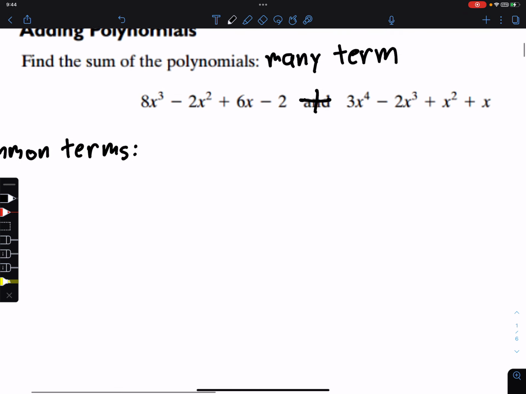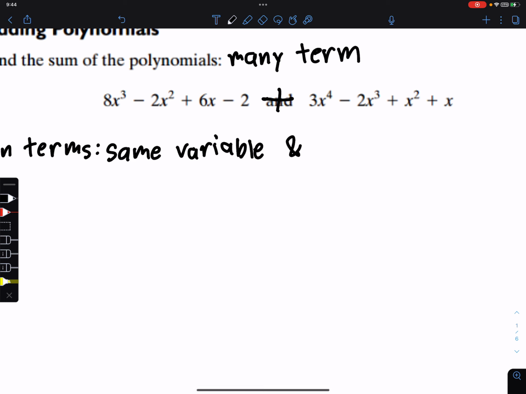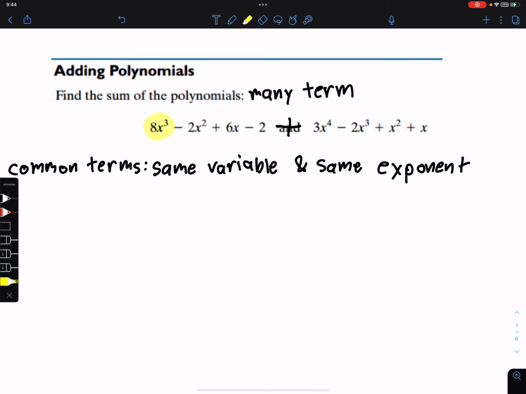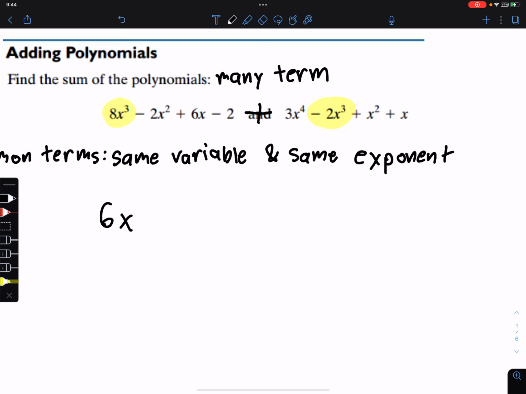And what is a common term? It is the same variable with the same exponent. Same variable, same exponent. So if we look here, 8x cubed, and we look at the entire thing, do we have another term with the same variable and same exponent? Yes, we do. Negative 2x cubed. So 8x cubed minus 2x cubed, we should get 6x cubed.